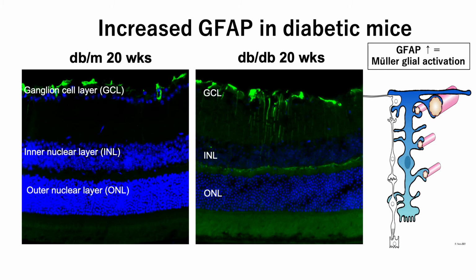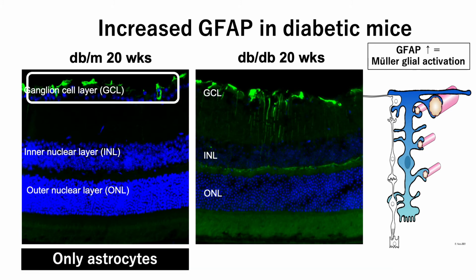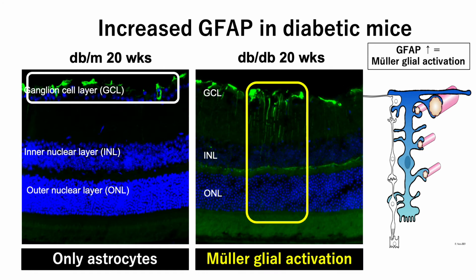We also performed immunohistochemistry at 20 weeks in control and diabetic mice. In normal mice, GFAP staining can be observed only in astrocytes, but GFAP staining increased in the Müller cells in diabetic mice, suggesting that the Müller glial cell function may be impaired in diabetic mice.